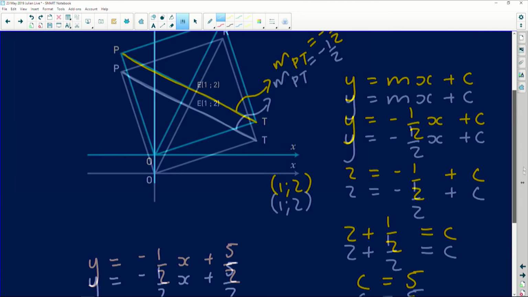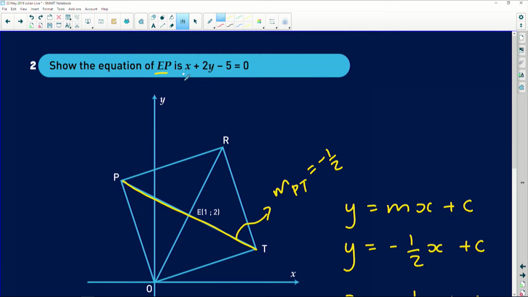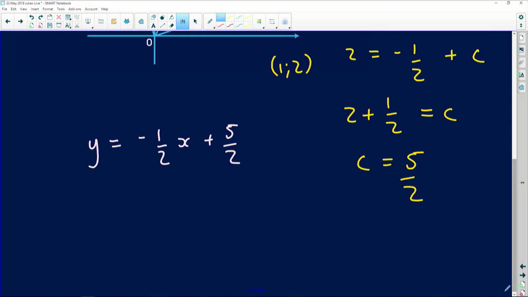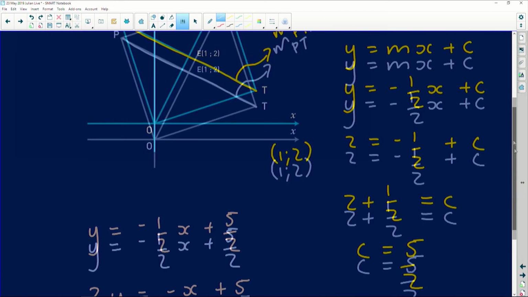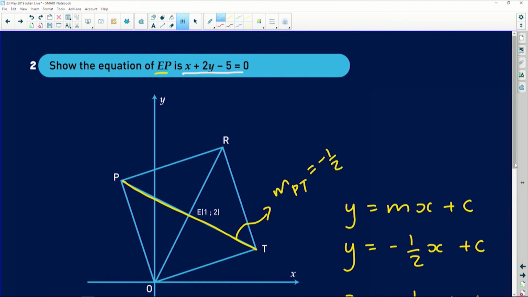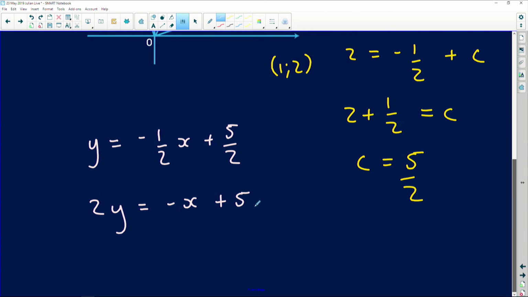And if we go back up, we can see that in my equation I don't have any fractions. So I'm going to multiply through by 2. I'm going to get that 2y is equal to negative x plus 5. And in my equation we can see that it was equated to 0. So if I equate all of this to 0, I'm going to have 2y plus x minus 5 is equal to 0.